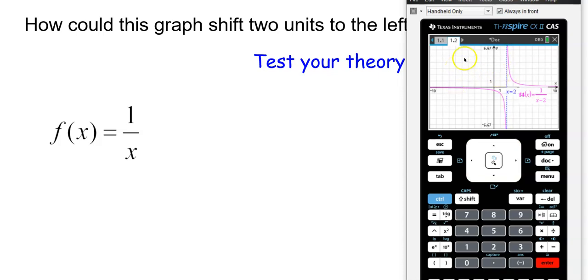There's still an asymptote at y equals 0. So moving it to the right did not change the horizontal asymptote, only the vertical asymptote there. And so that's how you would move it to the right.